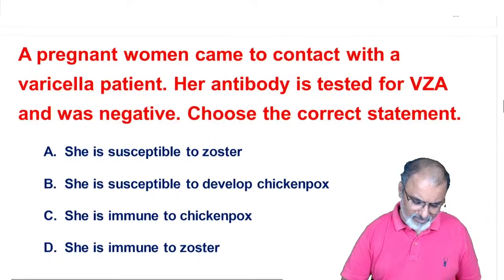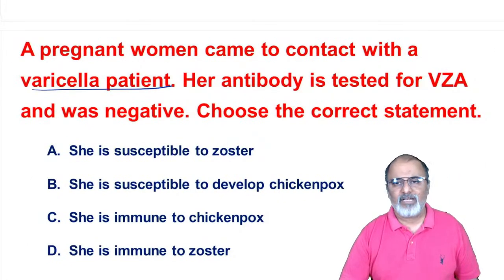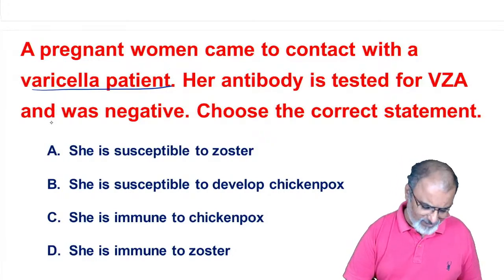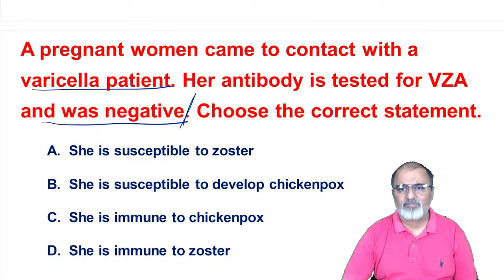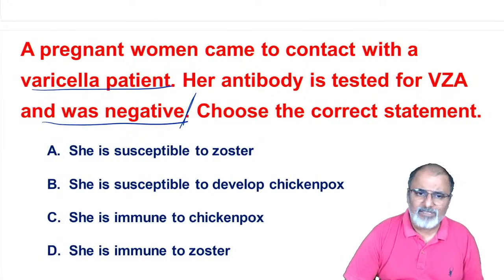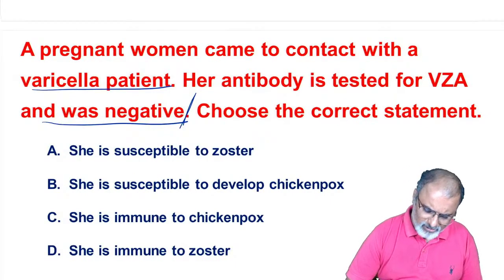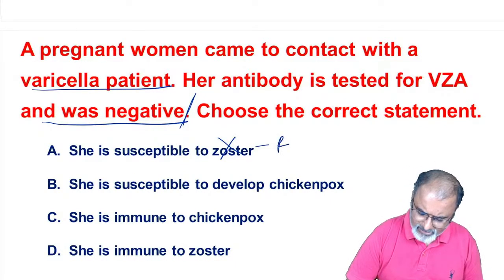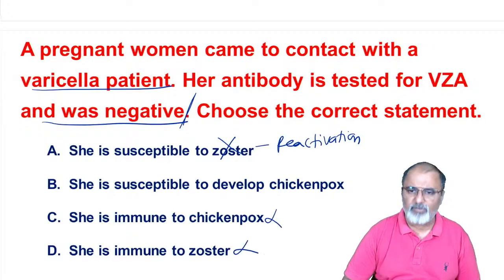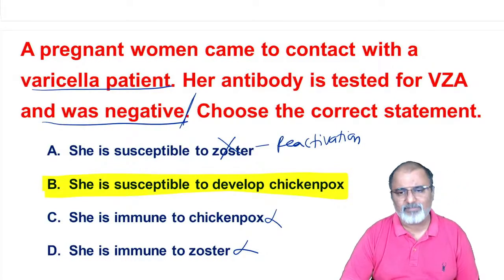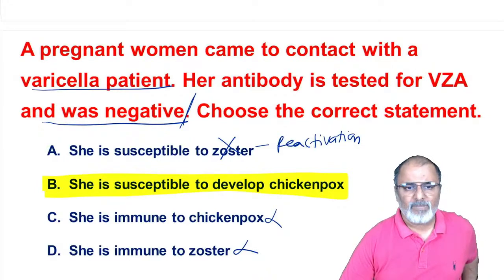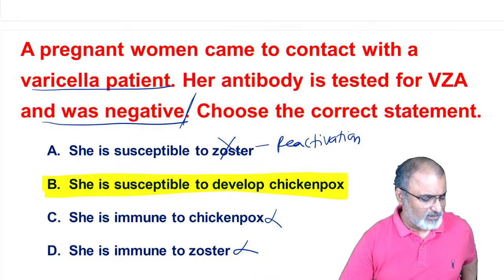A pregnant woman came in contact with a varicella patient. Her antibody tested for varicella was negative. She is not at all exposed to varicella. So what does it mean? She is susceptible to zoster? No, nobody gets zoster first. Zoster is nothing but reactivation. She is not immune to chickenpox. She may develop chickenpox, and once she does, later she may develop zoster. So she is susceptible to chickenpox, not zoster, because she is seronegative. Very good. B is the correct answer.